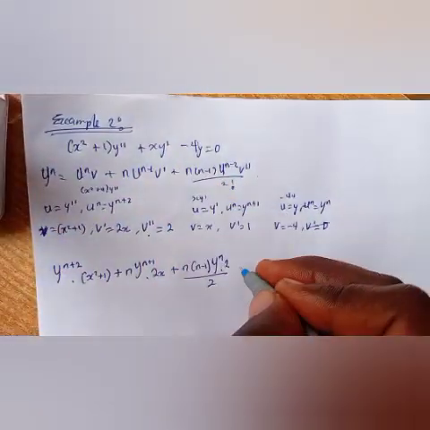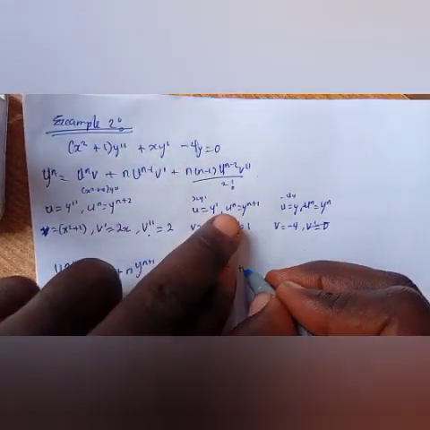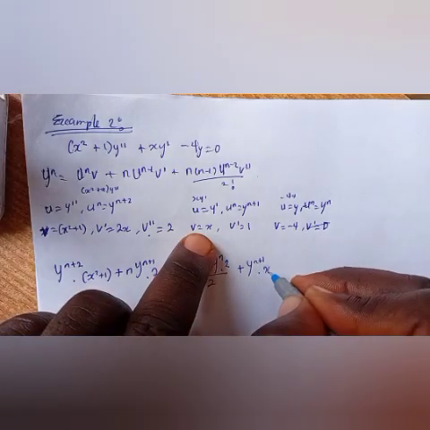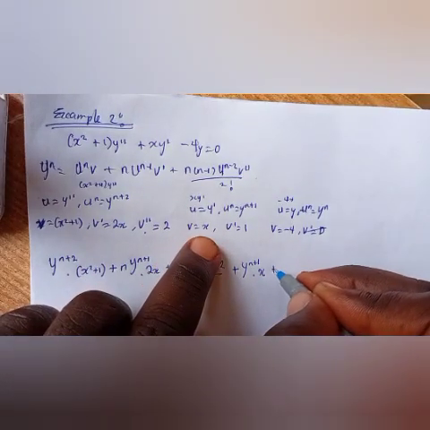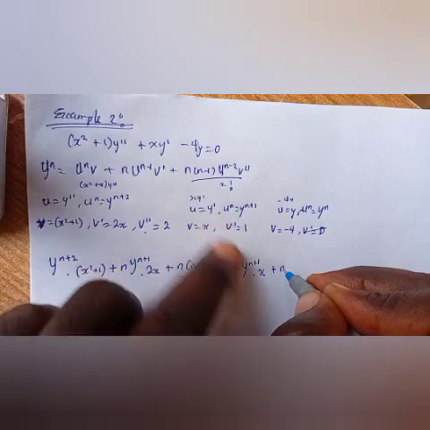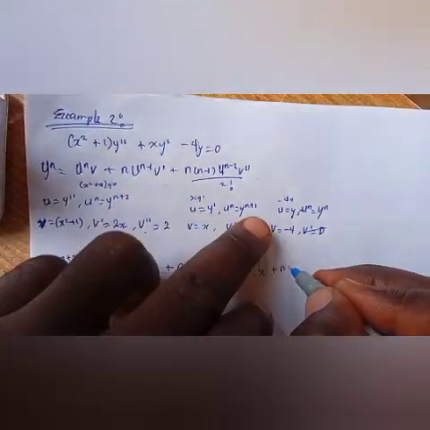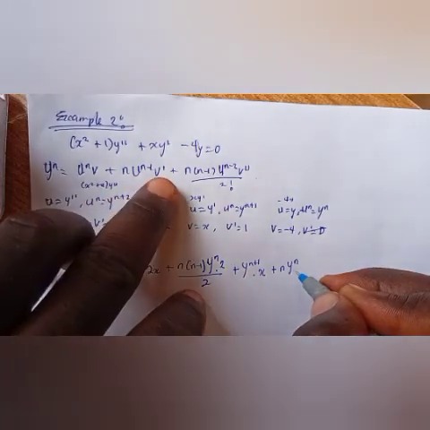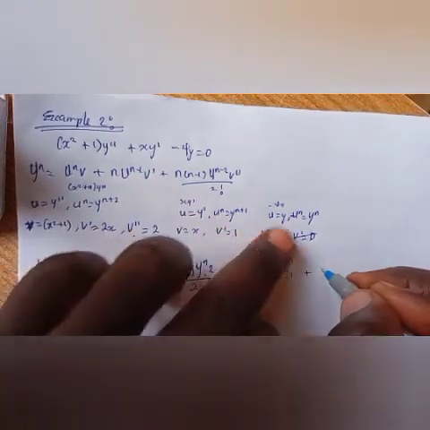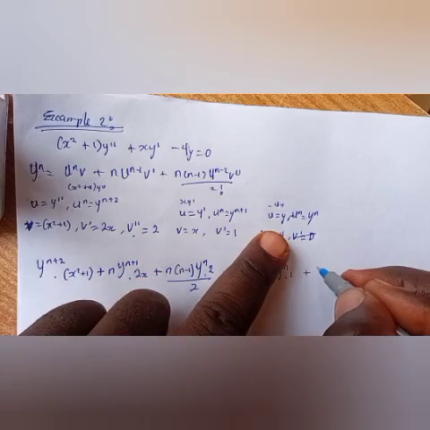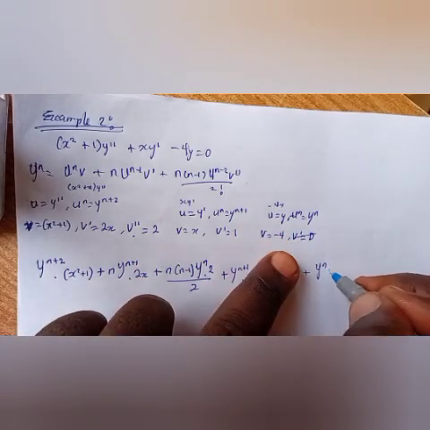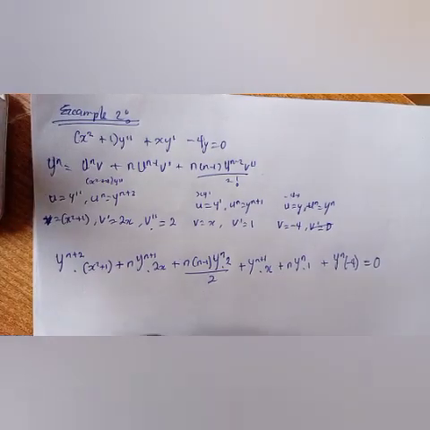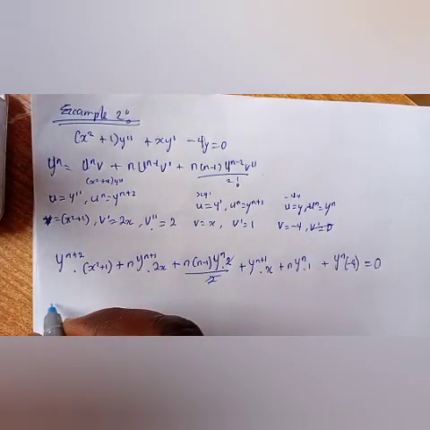Let's go to this part. Plus my u_n in this part is y_(n+1), my v is x, plus n, and we minus 1 from here, so we have just n times v_1, which is 1. Plus this one, my u_n from this part is y_n, then my v is minus 4, so everything equals 0. This one cancels this.